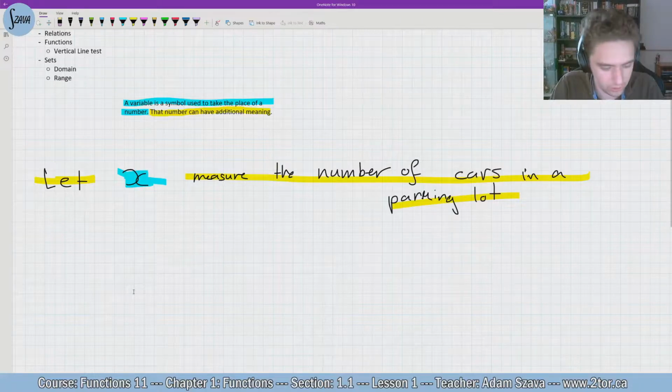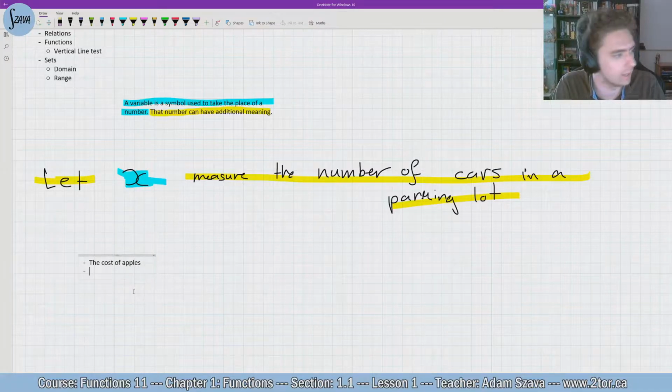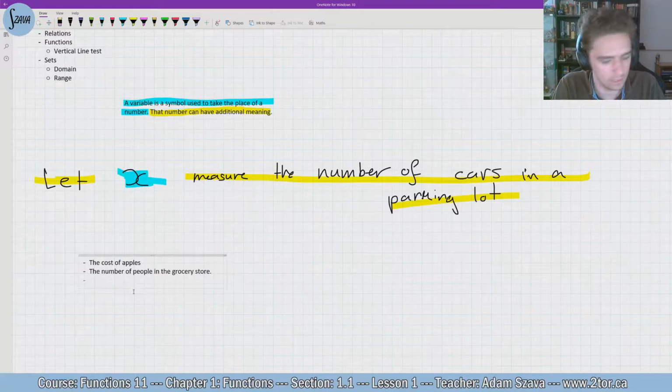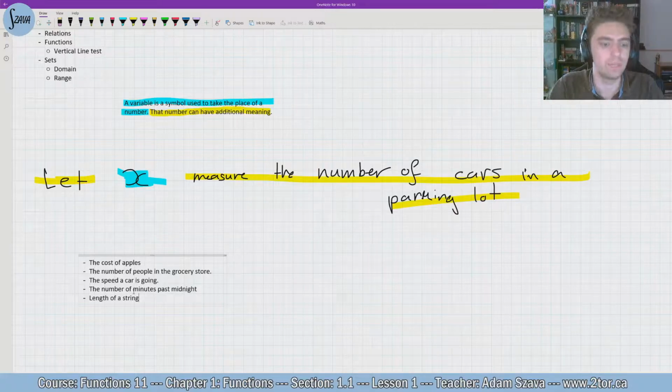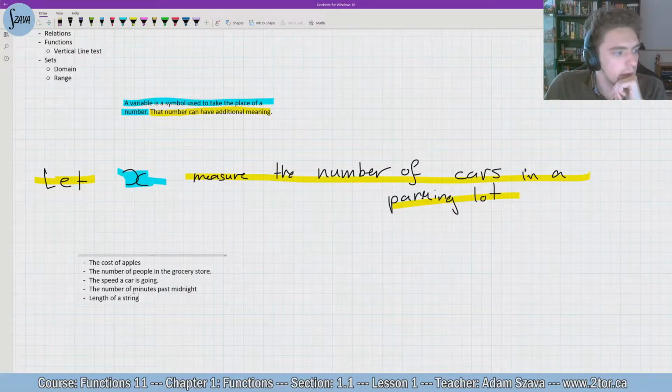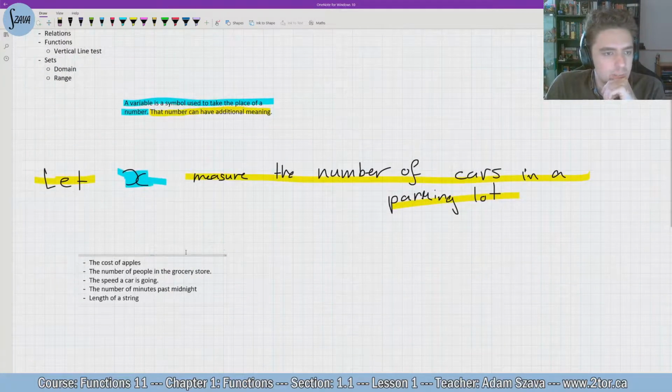Let's look at other things you can measure, just random examples. Other things you can measure with numbers, like the cost of apples, I have that here. The number of people in the grocery store, right? The speed a car is going, right? The number of minutes past midnight, right? And I have another one here, length of a string, right?